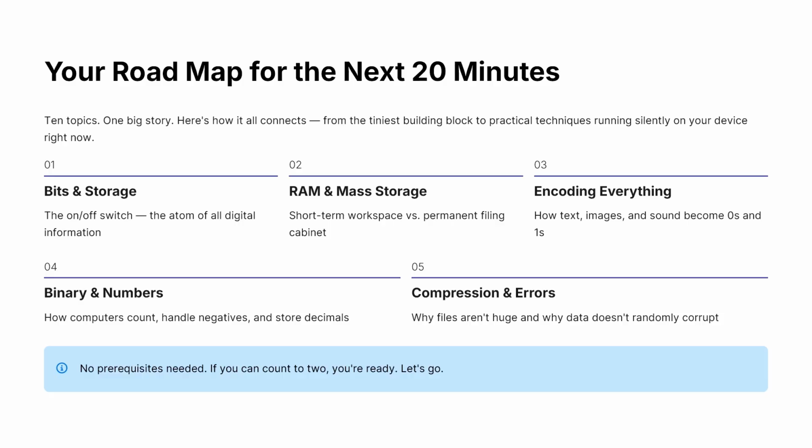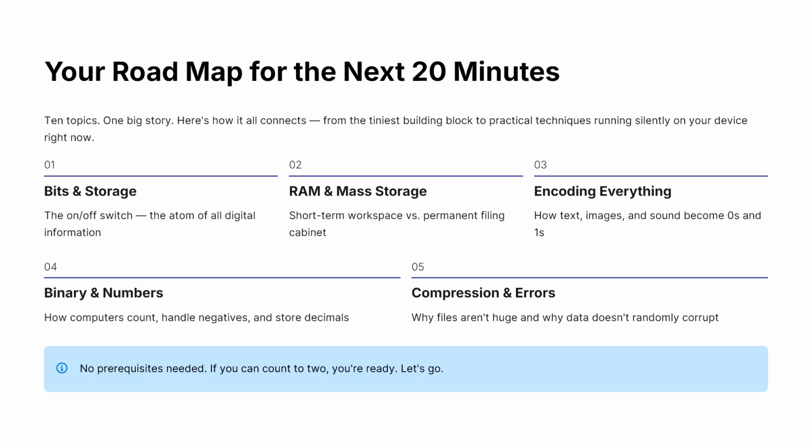We're covering 5 topics today, but don't panic. They all connect into one big story. We'll start with the humble bit, that on-off switch, and build up from there. We'll explore how your computer's short-term memory works, how long-term storage like SSDs and hard drives work, and how everything, text, images, sound, gets translated into bits.